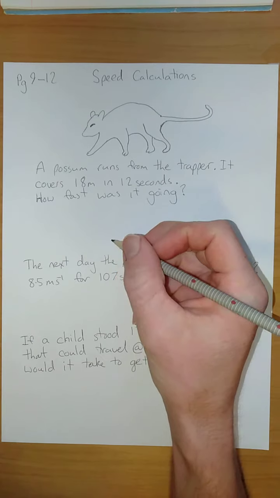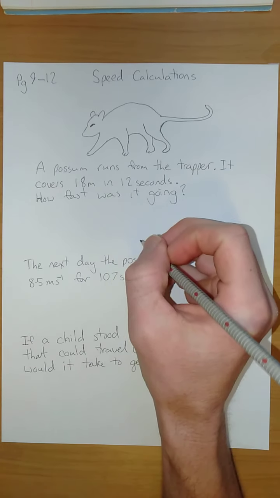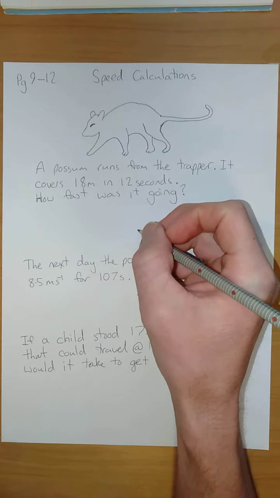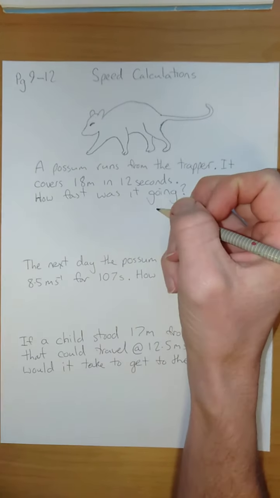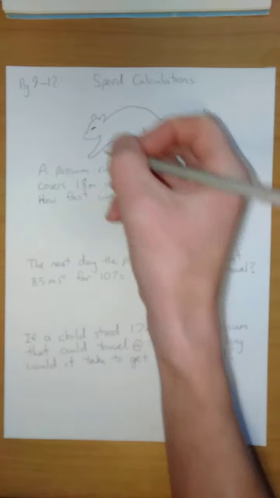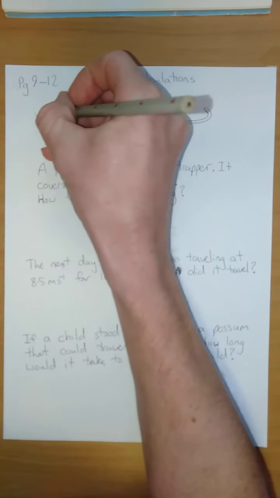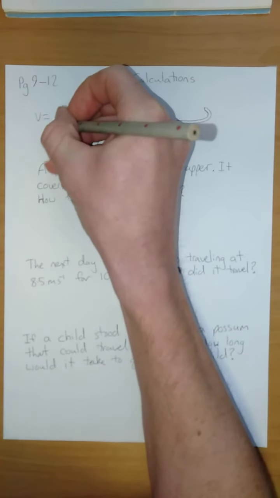Okay, today we're going to be doing some work on speed calculations with our new standard of physics, which is going to be an external. And our first formula you need to become aware of is this one. It's velocity is equal to distance divided by time.